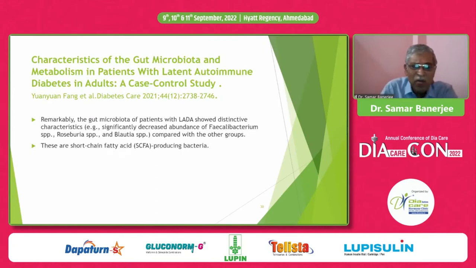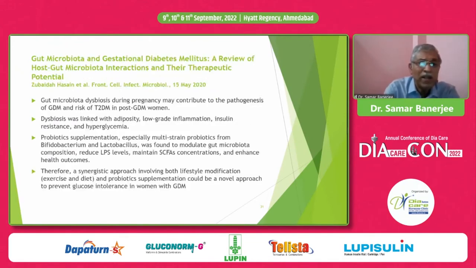Remarkably, the gut microbiota of patients with LADA showed distinctive characteristics, with significantly decreased abundance of Faecalibacterium species, Roseburia species and Blautia species compared with other groups. So more Faecalibacterium and Roseburia means less chance of LADA. These are short-chain fatty acid producing bacteria.